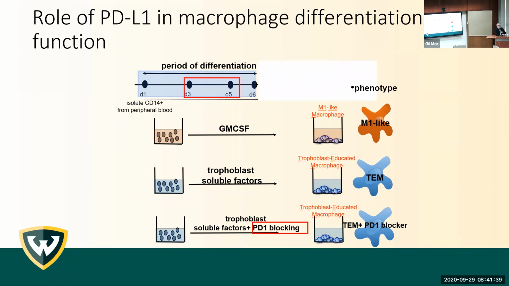So let me rephrase now the different groups that we used. So we have peripheral blood monocytes exposed to GM-CSF, which will induce the differentiation into an M1 macrophage. We will take the same monocytes, expose them to trophoblast conditioned media, which I already showed you, which induces a phenotype that is M2 decidual-like monocytes. And now, to the conditioned media, we add an anti-PD-1 blocker. And then we see what happened to the differentiation.